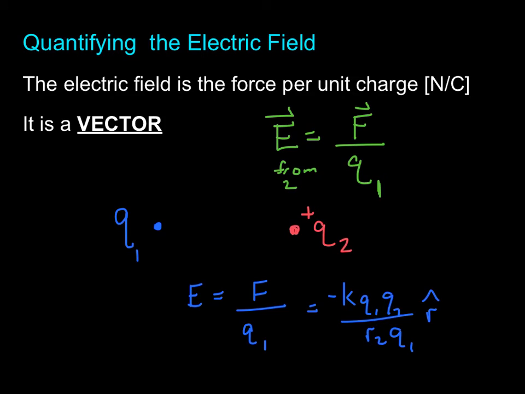R hat, remember that's the unit vector. What cancels? Well, Q1 and Q1. And we get that your electric field magnitude is just minus k Q2 over R squared. And that should be squared, sorry about that. And this is also a vector, R hat.